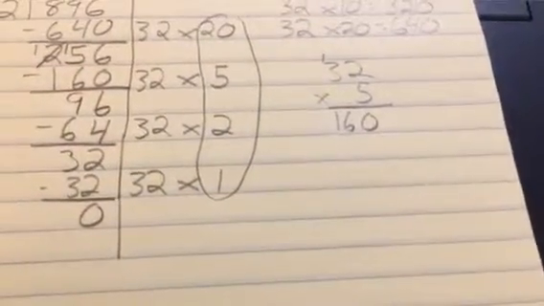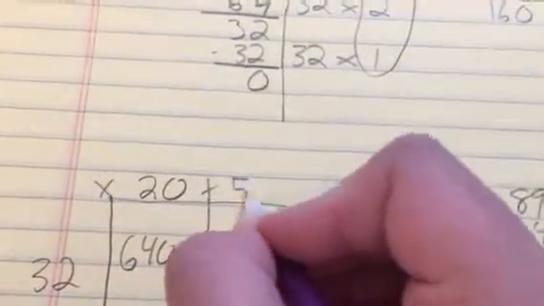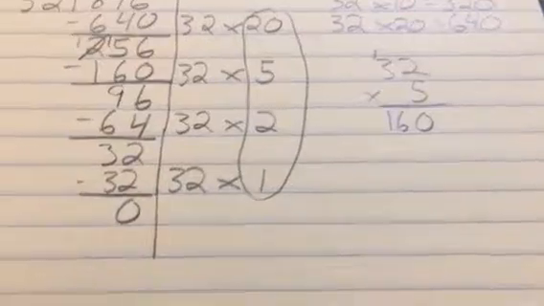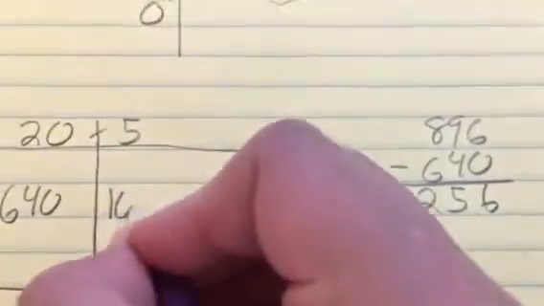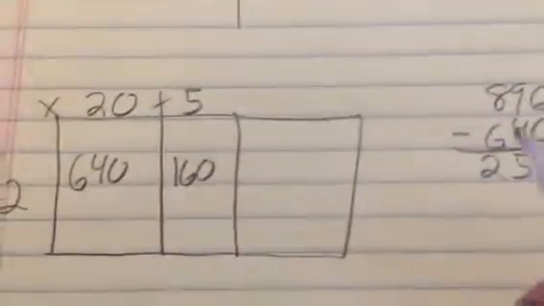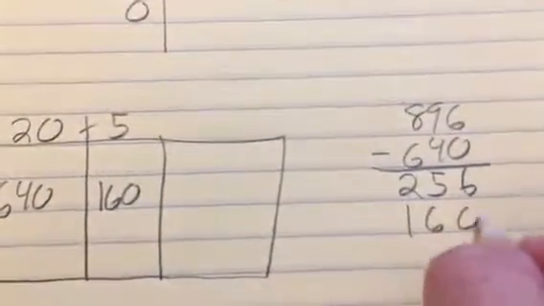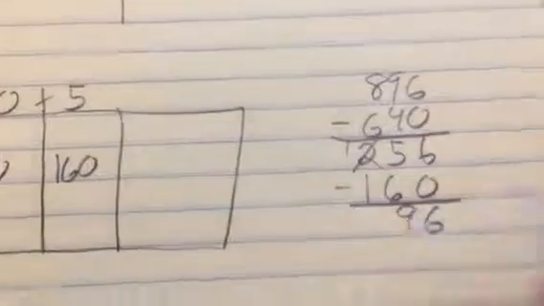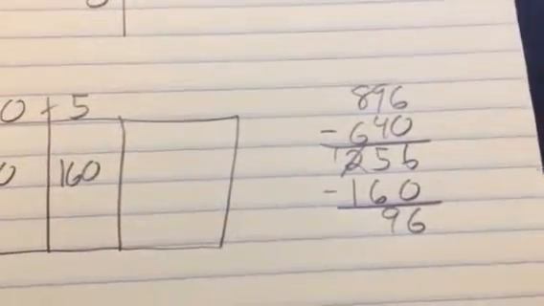The next thing we did was 32 times 5. We could do that down here. Remember, 32 times 5 got us to 160. So we can put our 160 here. Then we can subtract our 160. Remember we regrouped and we got 96. So we're left with 96.